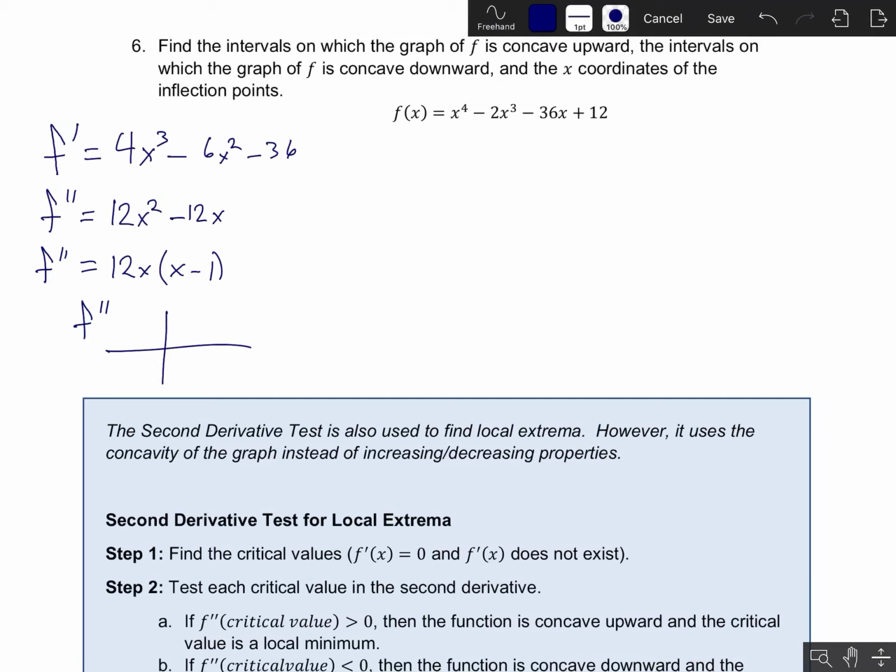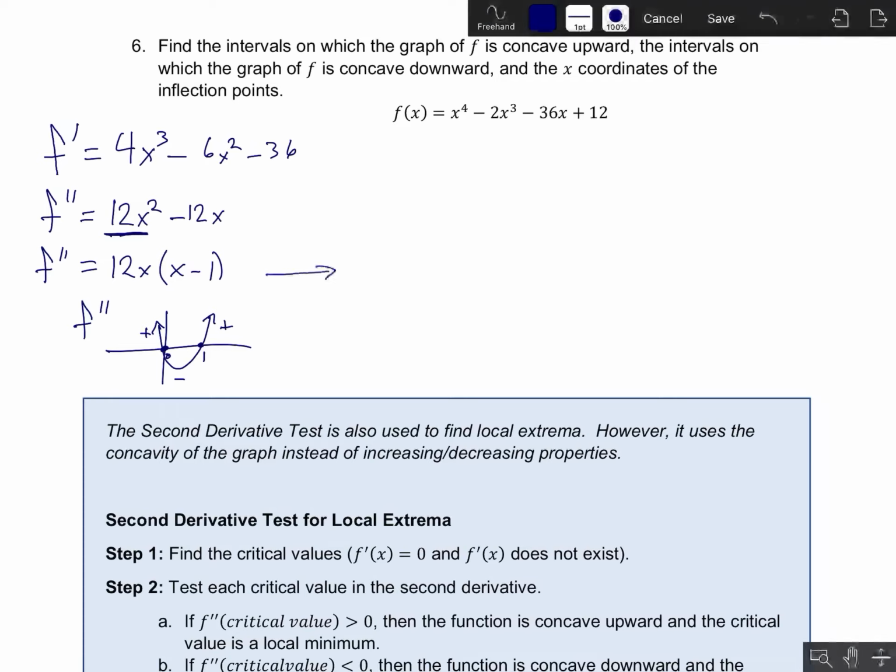So if you remember how to graph quadratics that look like this, notice that this is a quadratic that opens upward because its leading coefficient is positive, and we also know that it goes through the points 0 and 1. So f double prime is going to look like this. In particular, f double prime will be positive over here, and then negative between 0 and 1, and then positive again over here on the right.